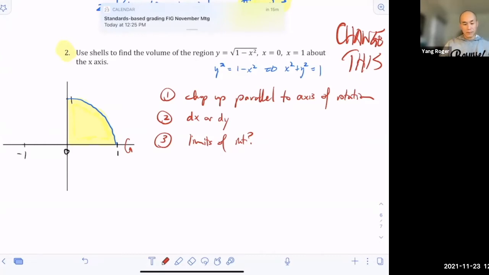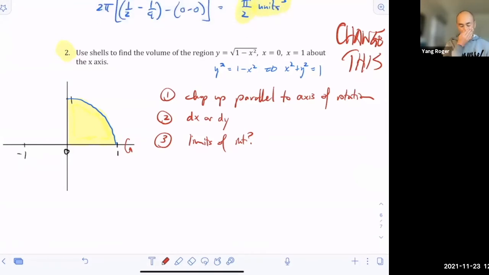All right. I gotta go to a meeting soon. Let's chop this up parallel to the axis of rotation. What do you guys think, dx or dy? I concur. Dy.